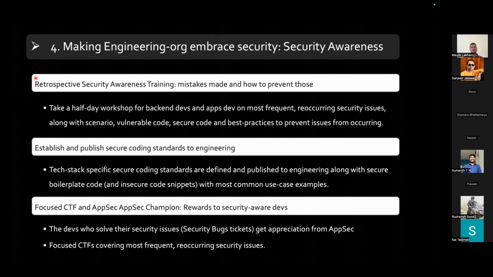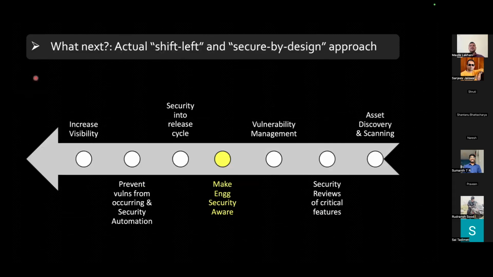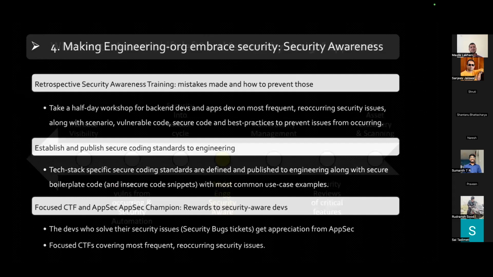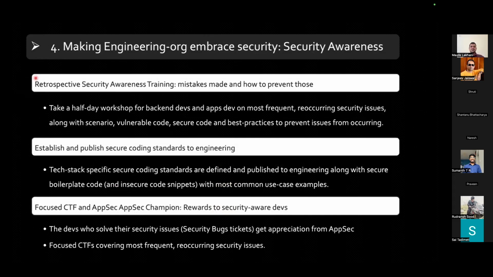So once you have all of that activity done, and in my experience that entire activity can take 6 months or 3 months depending on how small or large your company is, you then do a retrospective security awareness training. So take a half day workshop. Whatever security issues we have found so far, categorize those issues in terms of asset types or business units. Such as you have a business unit called payments, and in that payments there is a backend service. So there are multiple backend services, but then there is a front end for payments as well.